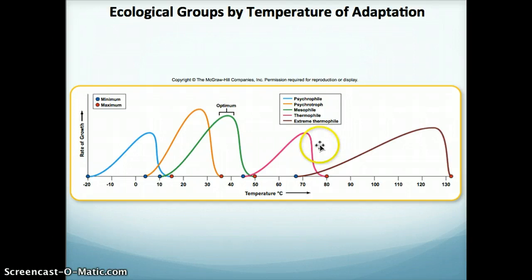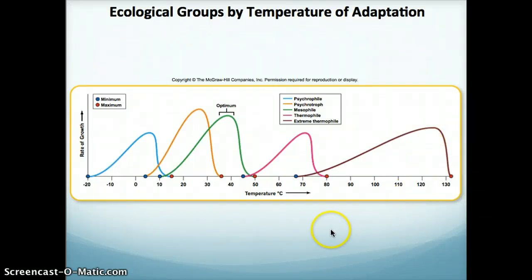The pink line is what we call thermophiles, loving higher temperatures. For the thermophiles here, you can see the optimum temperature is right around 70 degrees Celsius. These are very, very warm. And then lastly we have this maroon line called extreme thermophiles. These actually live at extremely hot temperatures. You might find them in volcanic areas, maybe in very, very hot spring water. So these are called extreme thermophiles.